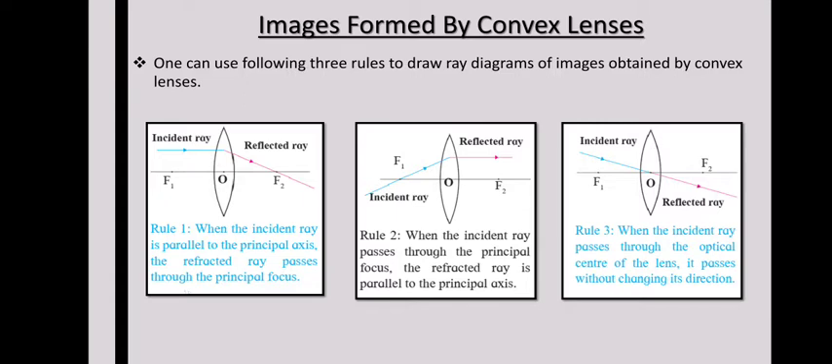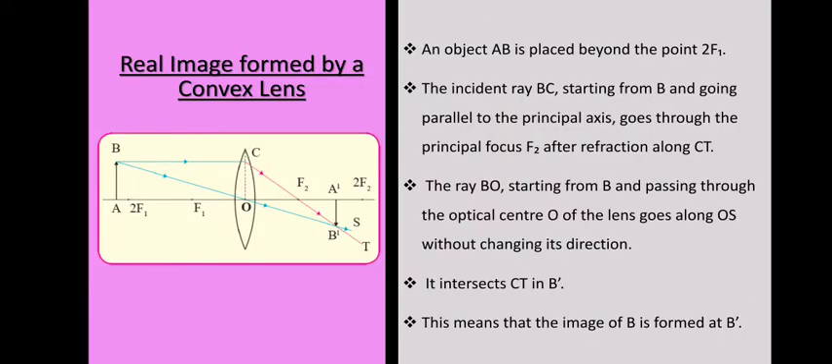Right? Third rule. When the incident ray passes through the optical center, this one, it will pass without changing its direction. So, it will go in a straight line. So, these are the three rules for the images which are formed by using convex lenses. Followed, students? So, here we will see what kind of image is formed by a convex lens, right?